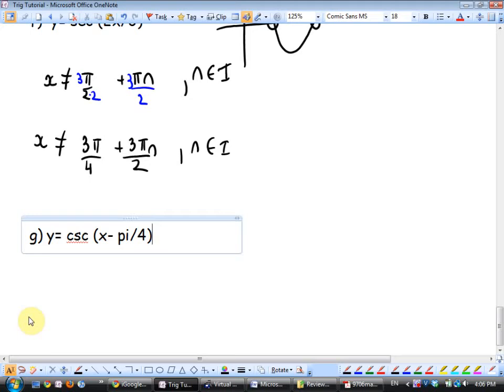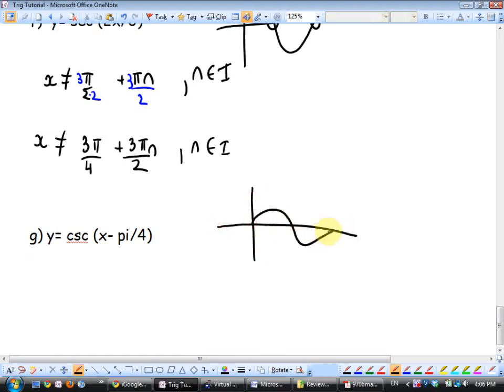So cosecant goes with sine. Sine looks like that. Okay, normally it was here, here, and here. Normally it was x can't be 0 plus multiples of pi, where n was an integer, but this whole graph has been moved to the right. How far? Pi by 4. It's been moved pi by 4 to the right.